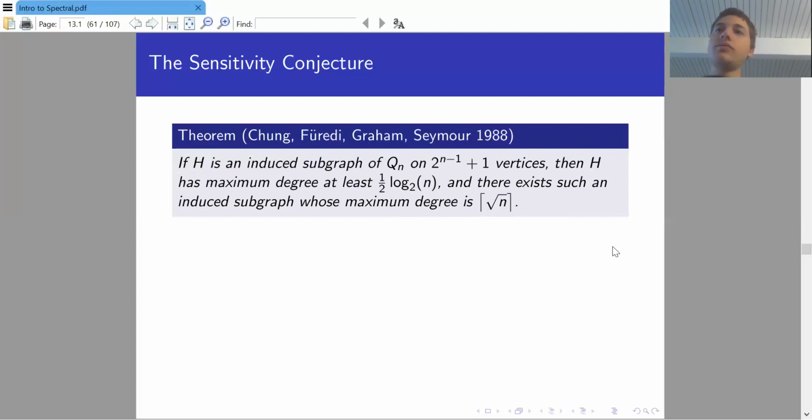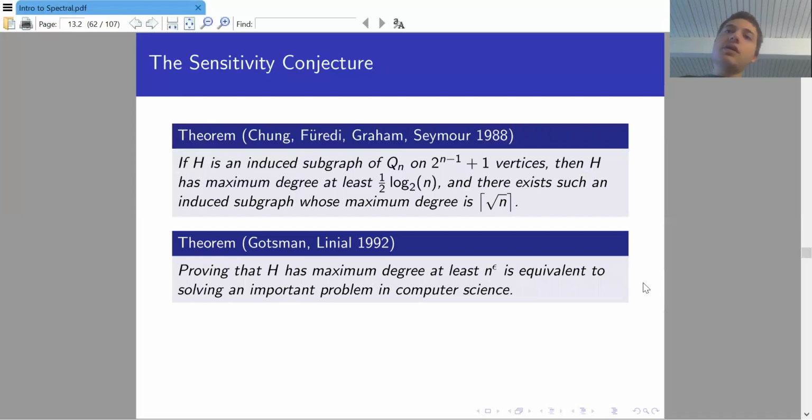And so they posed the problem, and then people became really interested in this after a paper by Gotsman and Linial, who proved that if you can basically bump up this logarithm term to something like n to the epsilon for any fixed epsilon greater than 0, then doing this is equivalent to solving some important problem in computer science. I will not get into the details on what exactly this problem is. It's called the sensitivity conjecture because of this, but we can talk about this at the end of the talk if there's time.